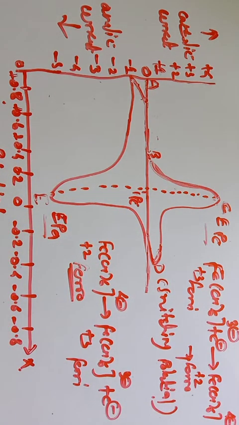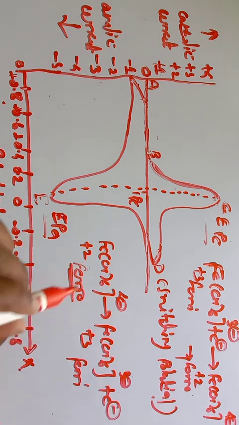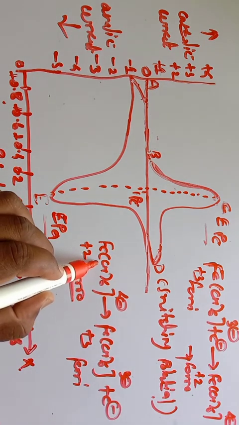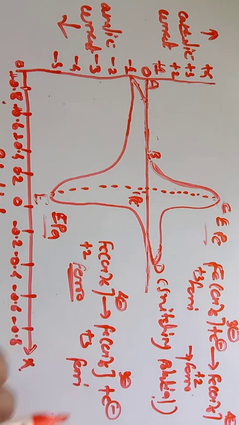Then it is converted into anodic current. It is due to the conversion of Fe2+ to Fe3+, that is, the conversion of potassium ferrocyanide to ferricyanide. And this cycle continues as we scan the potential from more negative to more positive, and we get a complete voltammogram. So this is all about the cyclic voltammogram of the potassium ferrocyanide redox couple.